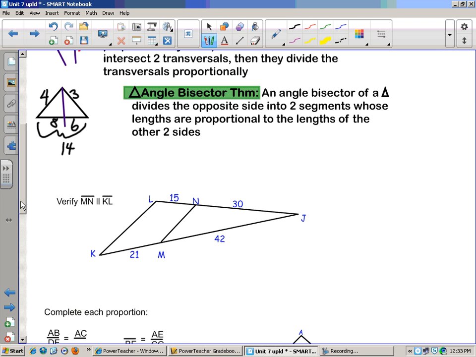So what would my two ratios be? 15 over 30, good. And 21 over 42, good. Again, there's lots of ways you can do it. You can reduce the fractions, make sure they reduce to the same one. You can cross multiply. But 15 over 30 is 1/2. That's easy. And 21 over 42 is 1/2. So are they proportional? Yeah. So the pieces of the sides are proportional. That means the lines are parallel. Okay?